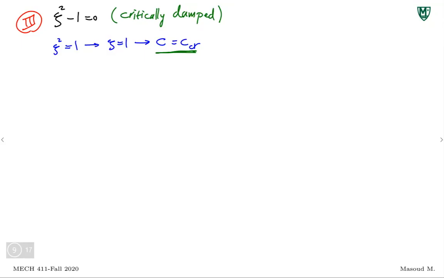Now, what happens is that the roots were lambda 1 and 2 equals minus zeta omega n plus or minus omega n square root of zeta squared minus 1, right? What happens to these roots? Can someone tell me what happens here? You go to 0. Roots become 0.